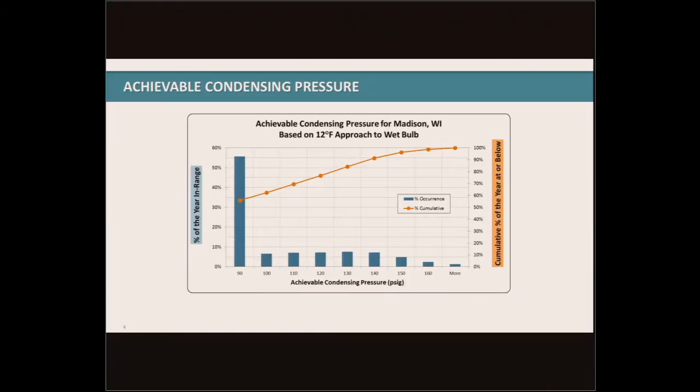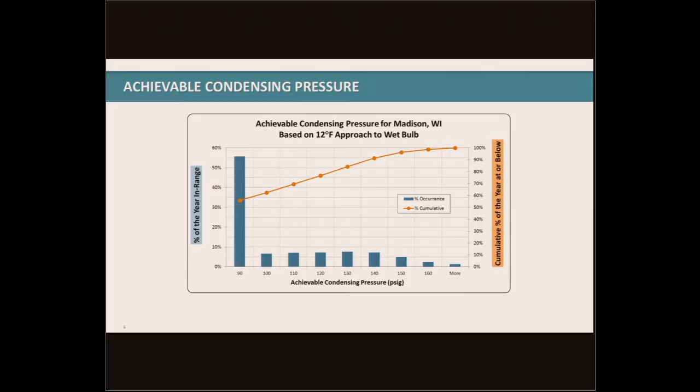So how often can we achieve such a low condensing pressure? Well, looking at this example, this is a typical weather for Madison, Wisconsin. And you can see that with a 12-degree approach to wet bulb, over on the left-hand side of the chart there, about a full 55% of the year, this system would be able to operate at a 90-pound set point. So the system will be able to operate at this lower pressure for the great majority of the year.